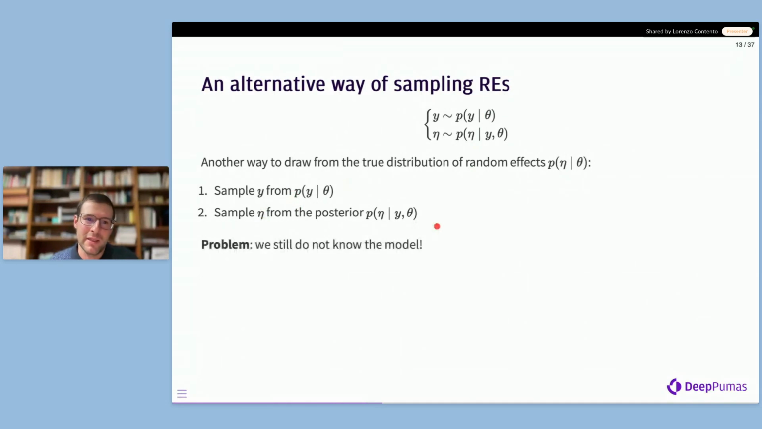And the problem is, as I said before, we still do not know the model, so this is very difficult to do. However, by writing the problem using these two steps, we can get an idea of how to approximate each of these steps and obtain something that can actually be computed in practice. So let's first look at the first step.